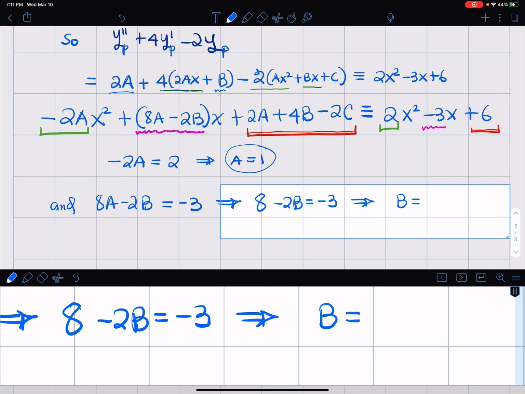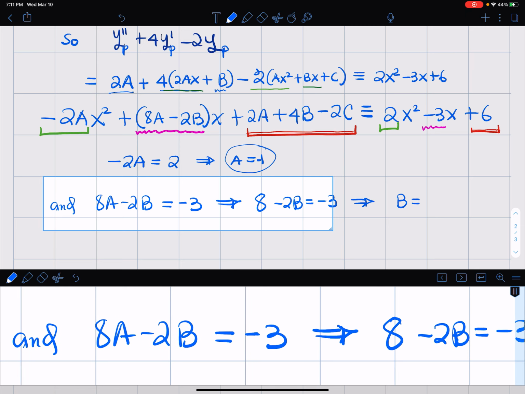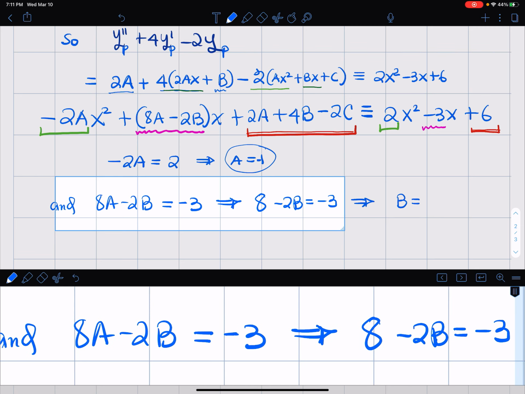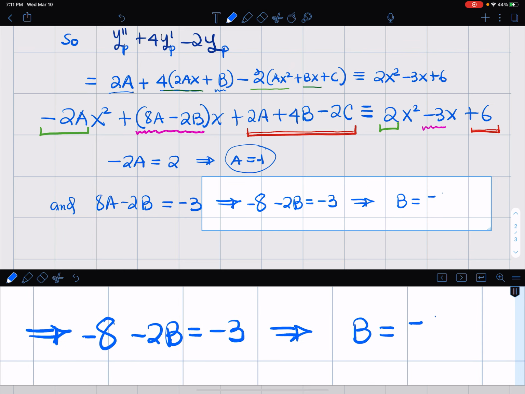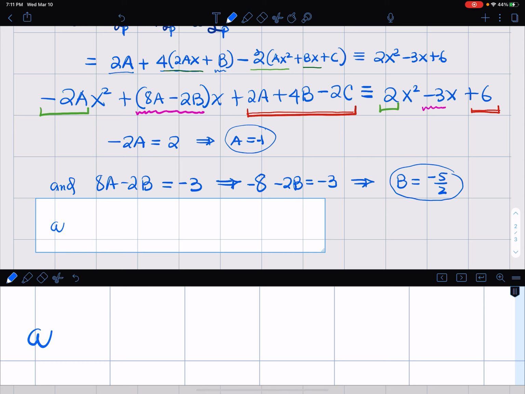Is that 5 over 2 or negative 5 over 2? Let's see, negative b, and then I think a is negative 1. Yeah, a is negative 1, so this is just going to be negative 8, I think. All right, so b is going to be negative 5 halves. So we found a, and we found b. So let's now look at the third one.